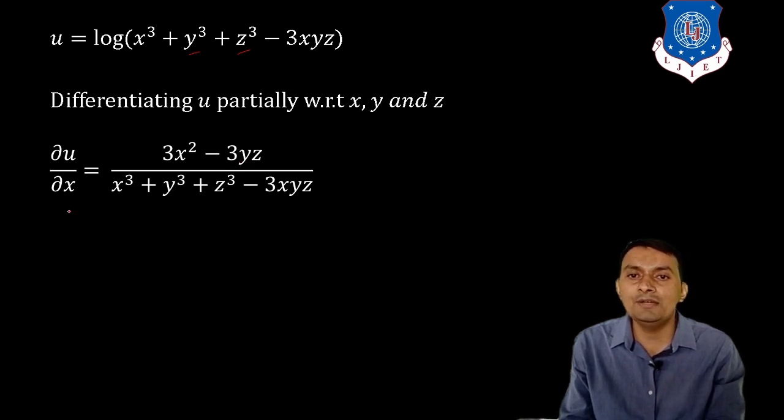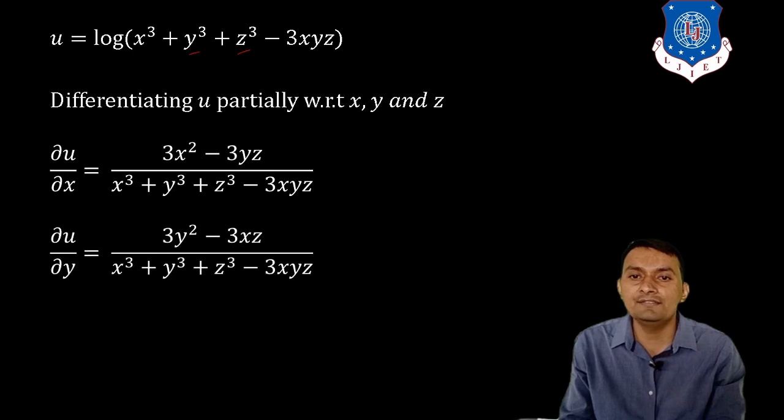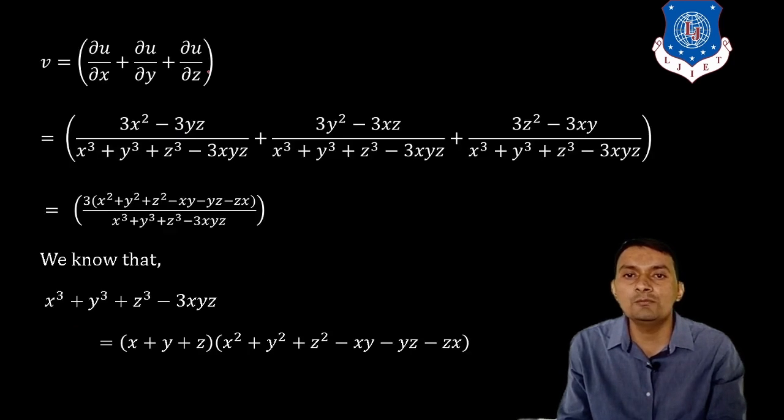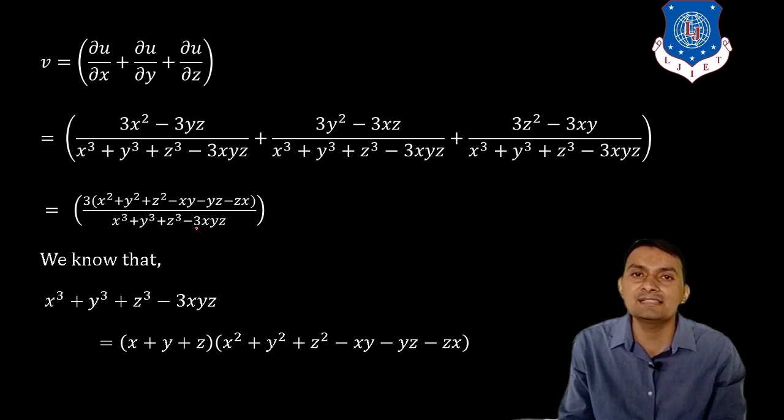A similar argument you have to follow for the partial derivative with respect to y. So what you are going to get is 3y square minus 3xz, divided by the same denominator. The same goes for del u by del z. But v is equal to del u by del x plus del u by del y plus del u by del z, and when I put all these values here, we can observe that the denominator contains x cube plus y cube plus z cube minus 3 times xyz.